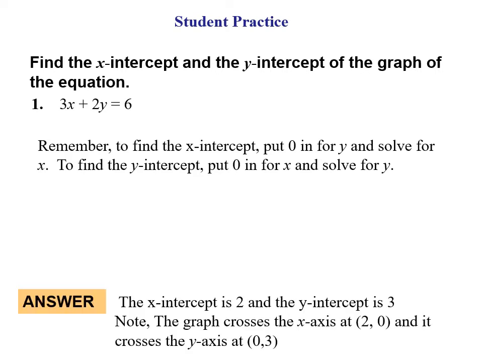The x-intercept is 2 and the y-intercept is 3. I hope you got the correct answer. Remember, the graph crosses the x-axis at (2, 0), and it crosses the y-axis at (0, 3).